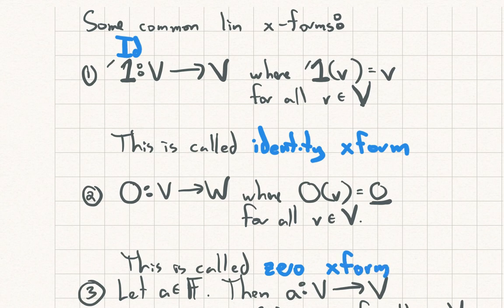And what the zero transformation does, it does exactly what one would expect. So it takes any vector from V and it sends it to the zero vector in W. Maybe I'll make that clear here. So this is indeed the zero vector in W, since we're talking about an output of this linear transformation 0. So it takes a vector in V and it maps it to the zero vector in W. That's all it does. That's called the zero transformation.